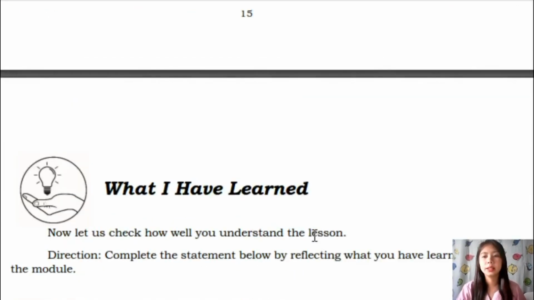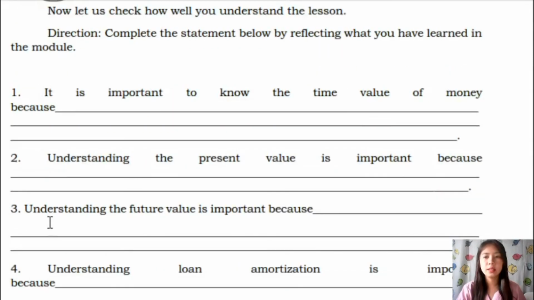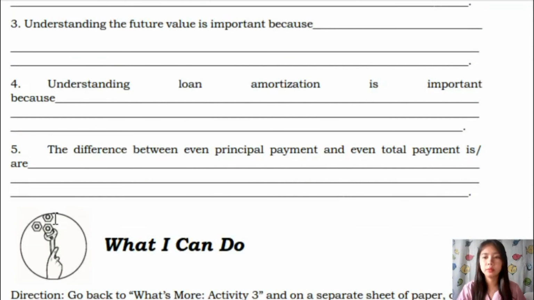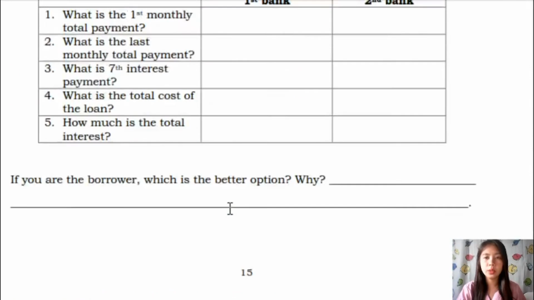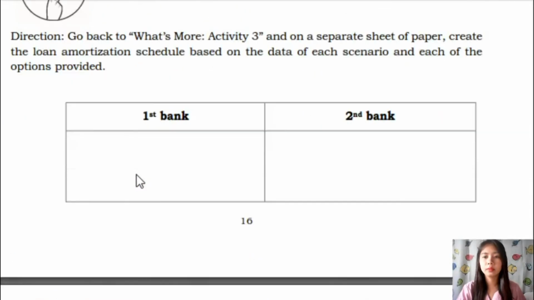Okay. So next is what I have learned. Just complete these sentences based on your understanding of the lesson. Okay, so in what I can do, go back to what's more activity number 3. What's more activity number 3? This one. Okay, on a separate sheet of paper, create the loan amortization schedule based on the data of each scenario and each of the options provided. So, first bank and second bank.